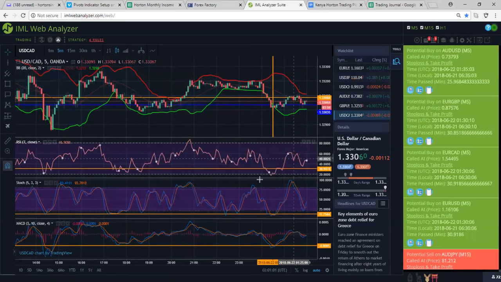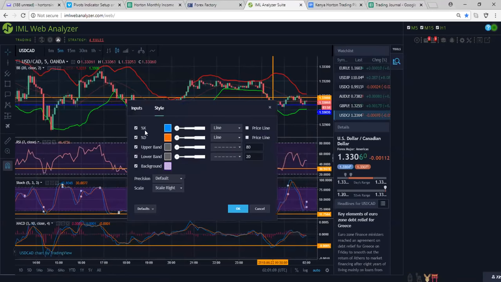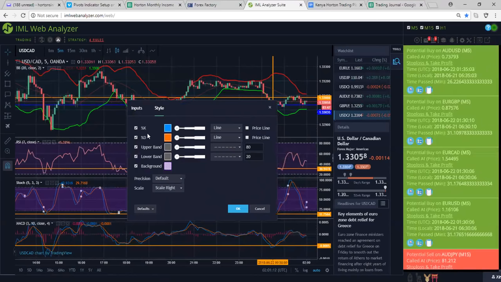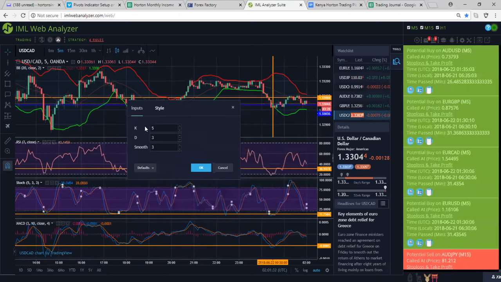Now let's talk a little bit about stochastic, because a lot of people don't know this. If you click on format, you'll see you have a K percentage line and a D percentage line. The K line is your main signal line, okay? And the signal line, which is really a moving average of the K line, is your D percentage line. The main line, the K line, is blue here. Normally you're going to see a default setting of 14, 3, and 3. We changed it to 5, 3, and 3 because it speeds up the stochastic a bit, all right?